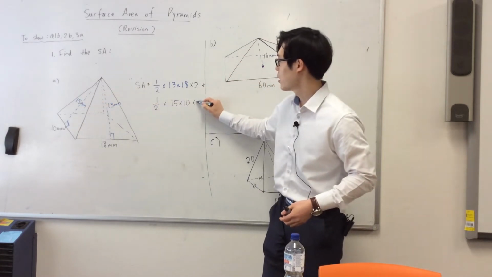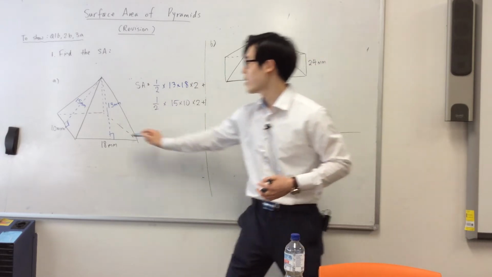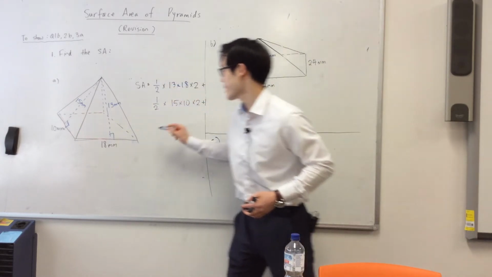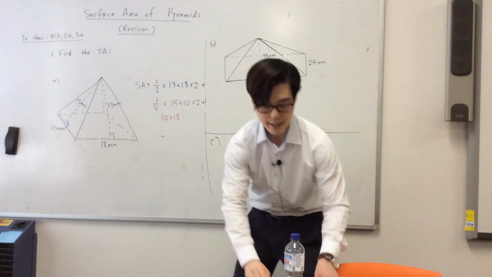What's the last face I need to add on to the area? The base, which is in this case 10 times 18. Alright, so I'm going to put all of this in the calculator and see what I get.